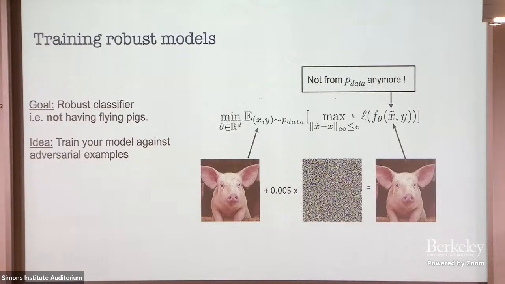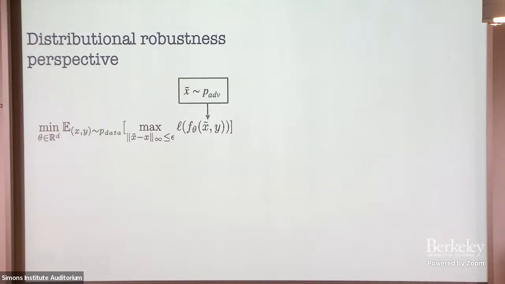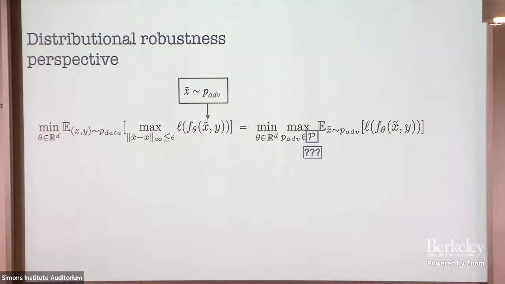The point I want to make today is that when we look at this inner maximization, we look at the X tilde that doesn't come from the data distribution anymore. So in some sense, what the classifier sees is a new distribution that is a perturbed version of the data distribution. And so we may want to reformulate this maximization as a maximization with respect to the distribution. The question here is, what is the P that we should set in order to have this equality between these two, to basically recover the adversarial training formulation?